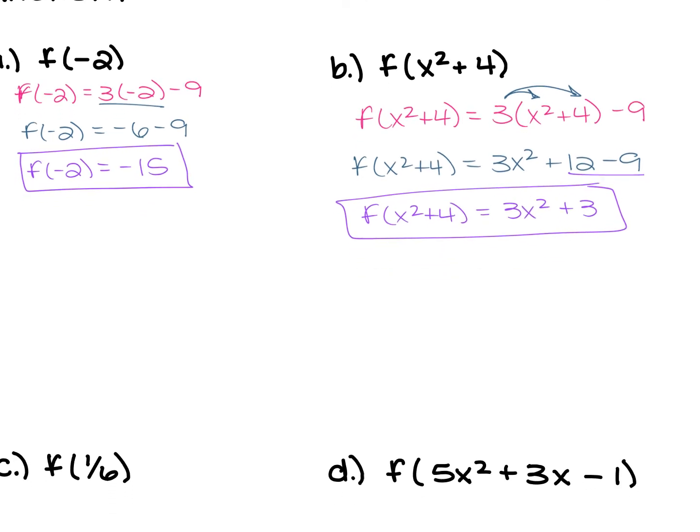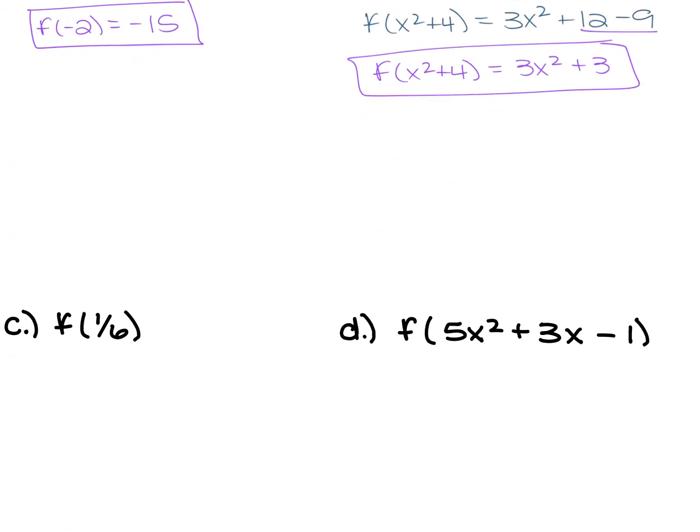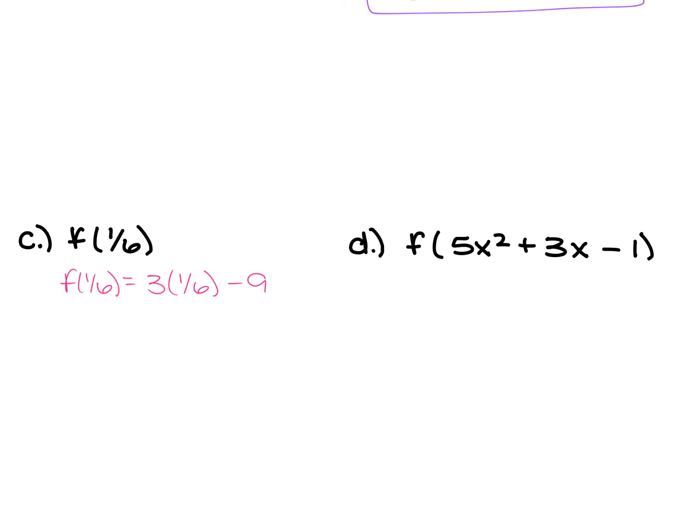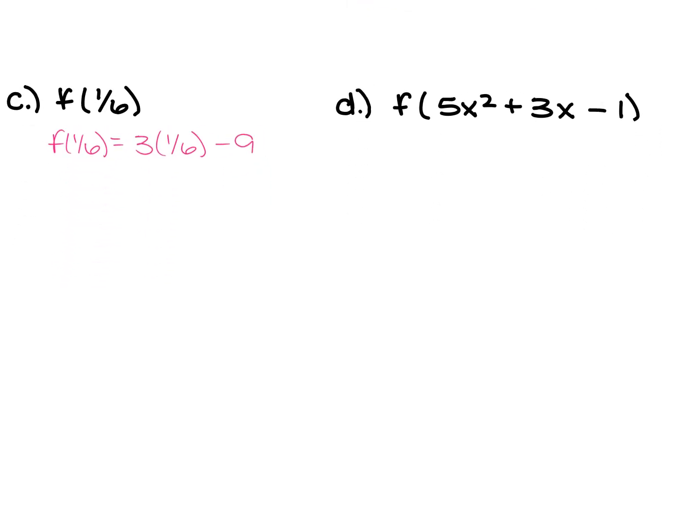All right, so if we look at example C, we have 3x minus 9. So for C, we have f of 1/6. So that's going to mean that f of 1/6 is equal to 3 times 1/6 minus 9. So with this one, we're going to multiply the 3 times the 1/6. That gives us f of 1/6 is equal to 3 over 6 minus 9. That 3 over 6 can simplify to be 1/2. So we'll simplify it to 1/2 and then subtract the 9 from it.